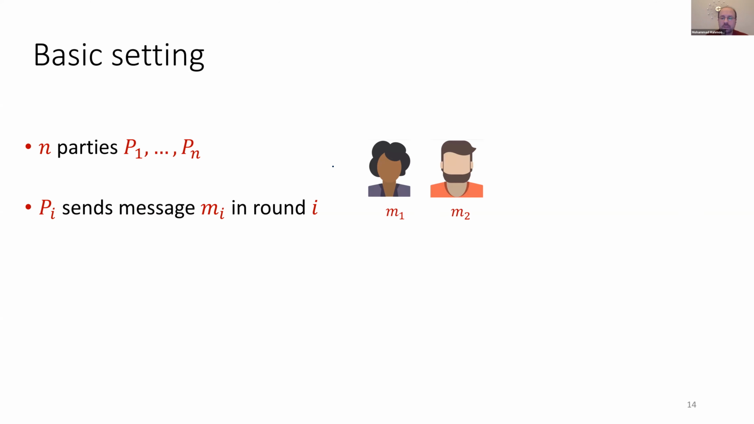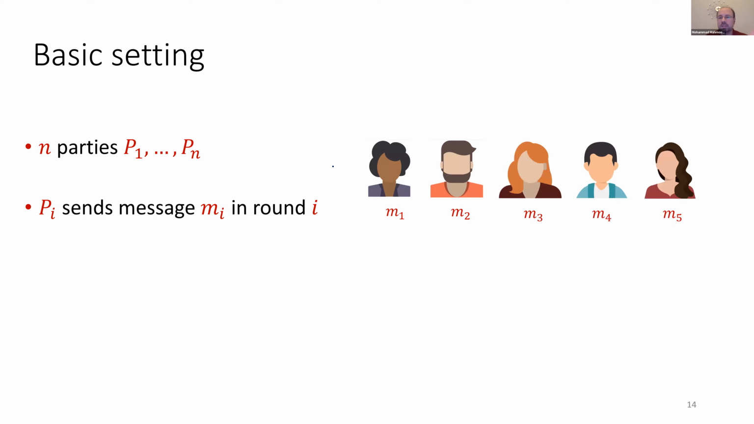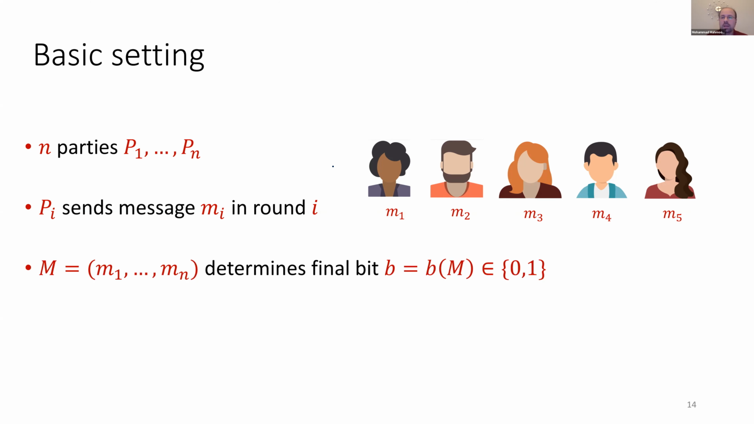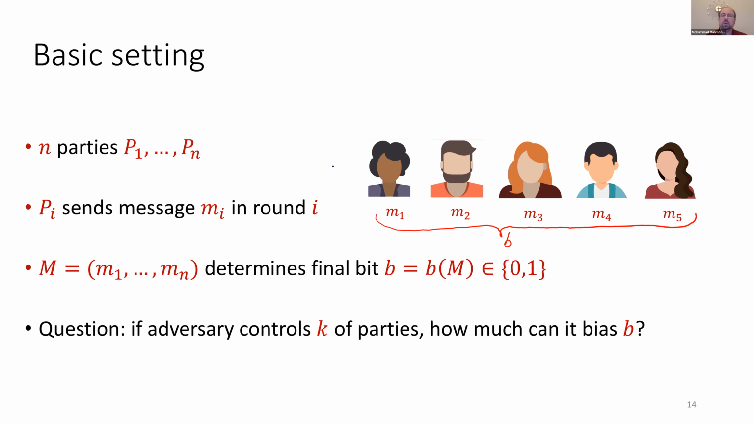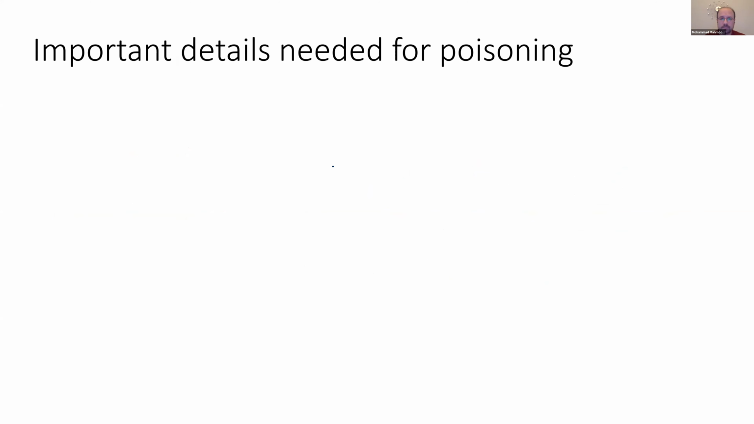So think about the following game, very simple coin tossing. The ith party is sending a single message in round i. In this case, we have 5 parties. Each of them is sending a message. If you want to connect it to poisoning, each of these messages could be, for example, a batch of data. And these together define the final bit B. This bit B is either 0 or 1 because it's a bit. And the question is, what if an adversary controls some of these parties? How can this adversary bias this output toward 1?